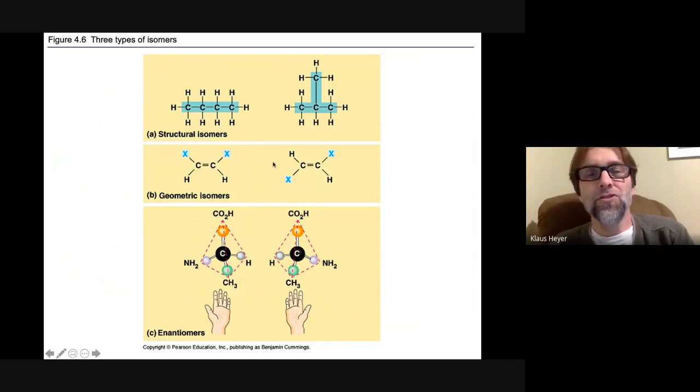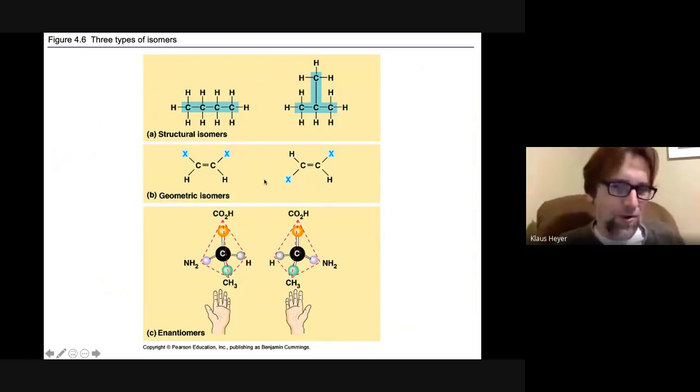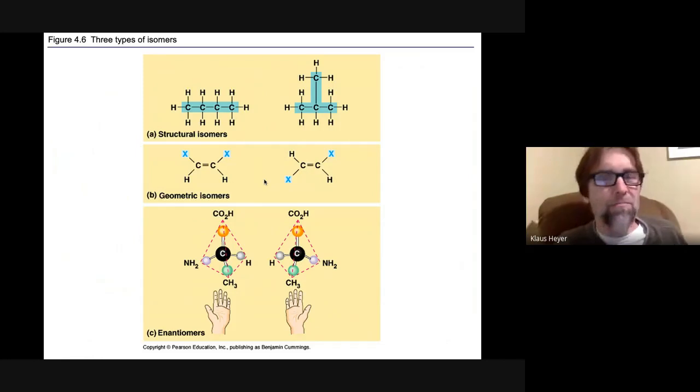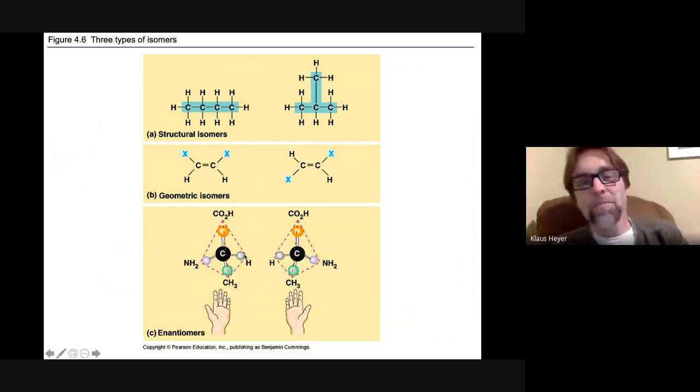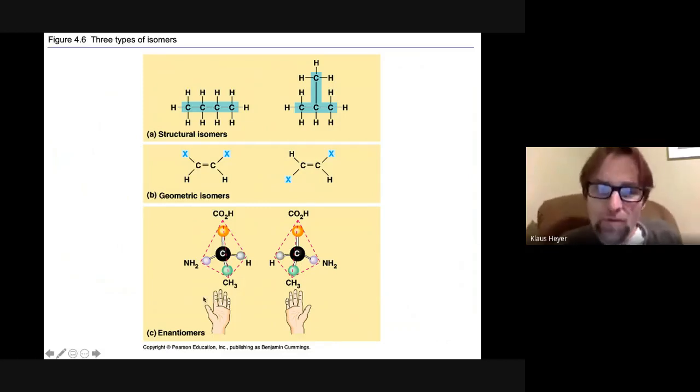This one in the middle, geometric, in reality, we don't come across these, so I don't care if you know it. It's not really practical. Structural isomers, yeah, we come across those, so just know them. Okay, this bottom one, enantiomer. The only thing you need to know about that is mirror image. It's a mirror image.